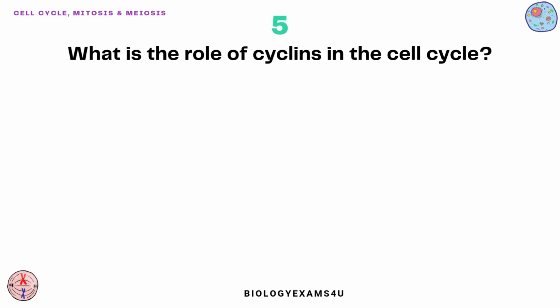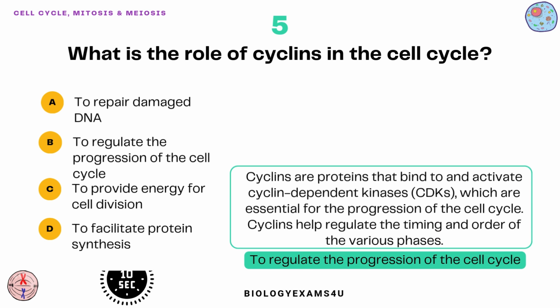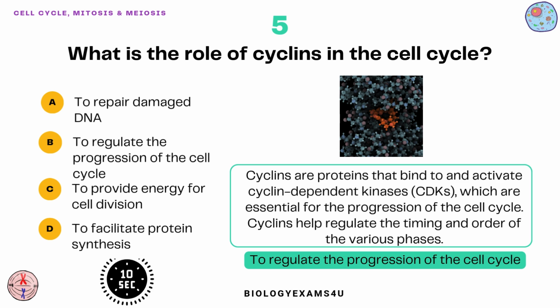Question number 5. What is the role of cyclins in the cell cycle? Option A, to repair damaged DNA. Option B, to regulate the progression of the cell cycle. Option C, to provide energy for cell division. Option D, to facilitate protein synthesis. The correct answer is to regulate the progression of the cell cycle. Cyclins are proteins that bind to and activate cyclin-dependent kinases or CDKs, which are essential for the progression of the cell cycle. They help regulate the timing and order of the various phases.